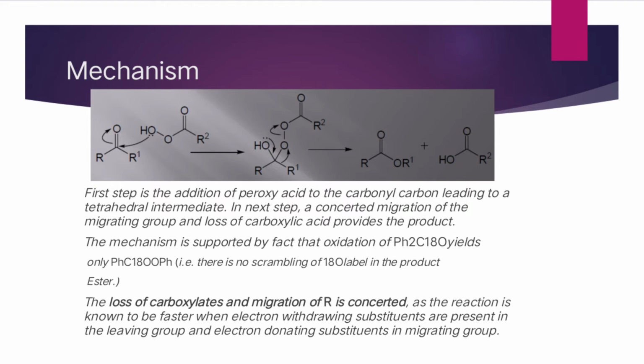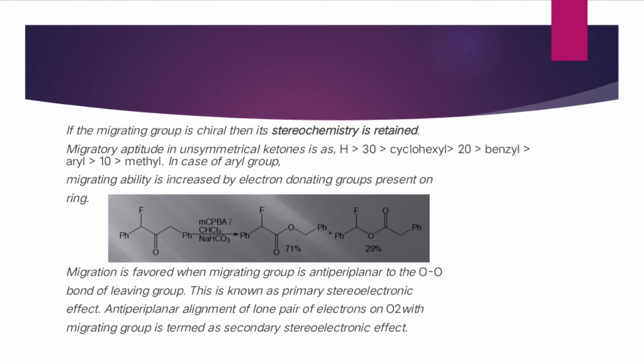The loss of carboxylate and migration of R is concerted, as the reaction is known to be faster when electron withdrawing substituents are present in the leaving group and electron donating substituents in the migrating group. If the migrating group is chiral, then stereochemistry is retained.